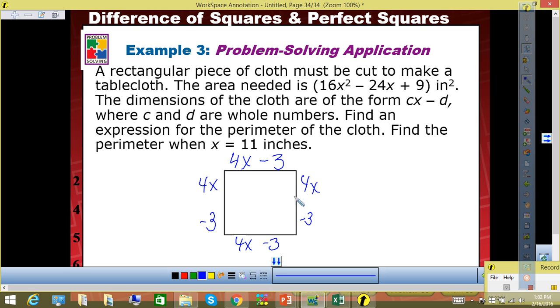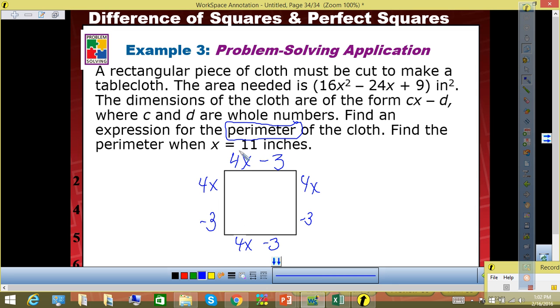Now, why did I label each side? Talk it over with your neighbor. According to the problem that they give us, why did I label each side? Olivia, why did I label each side? Because it says the perimeter. Everybody see that? And how do I find the perimeter?